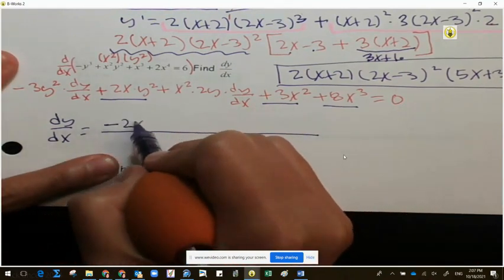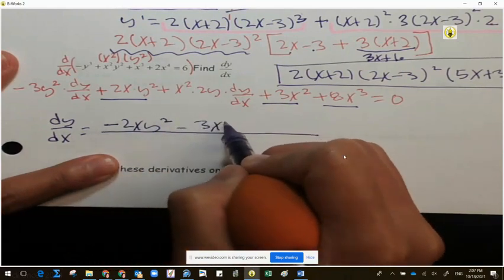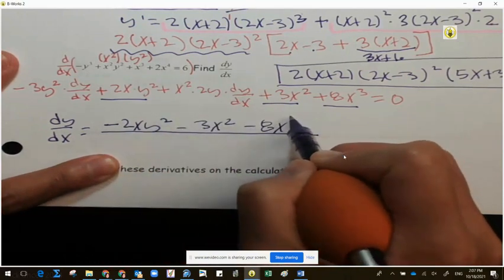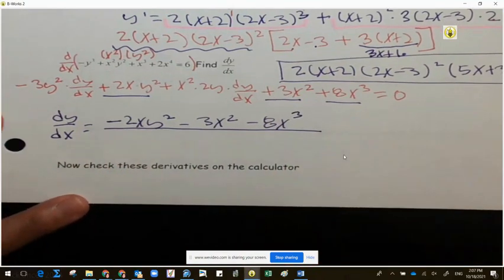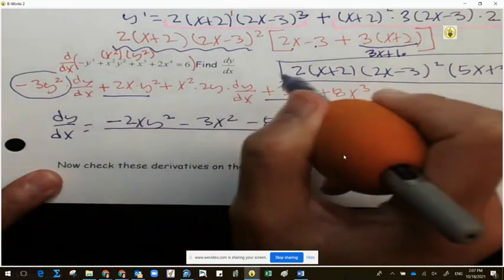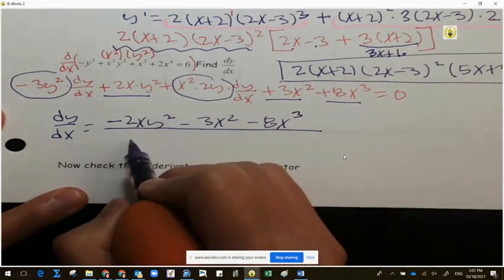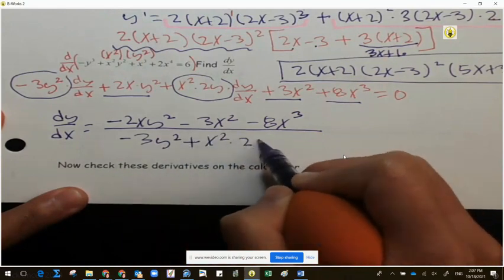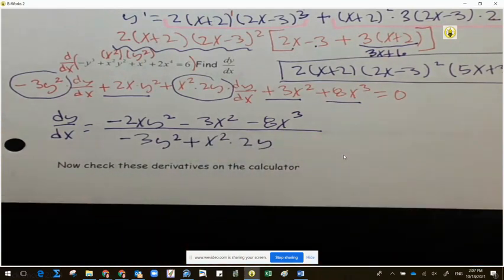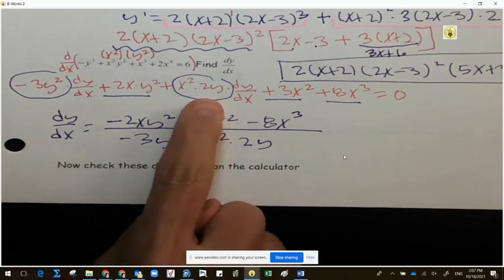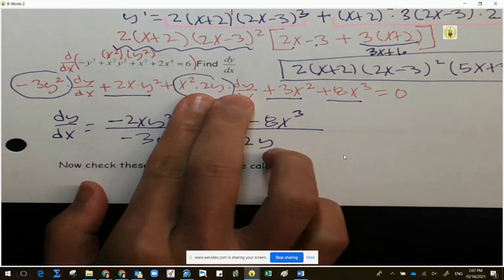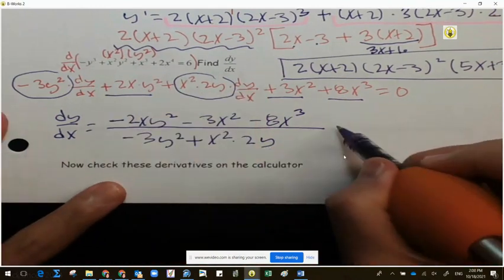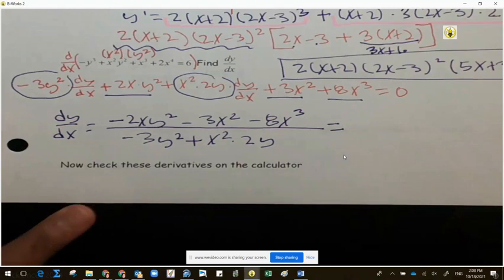So we have minus 2xy squared, minus 3x squared, minus x cubed, 3x cubed, or 8x cubed. And then we are going to divide it by the value in front of dy over dx. Negative 3y squared plus x squared times 2y. Wait, why didn't you subtract the x squared? Where? The second circled one, where it's 2x, x squared times 2y. They're side by side. They're all being multiplied together. Oh, okay.